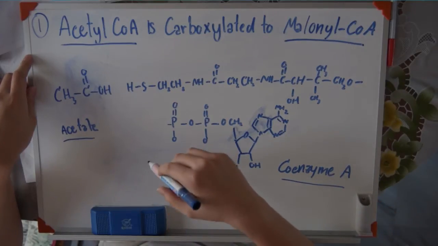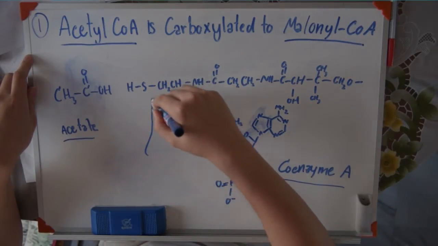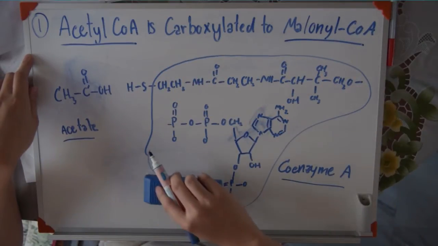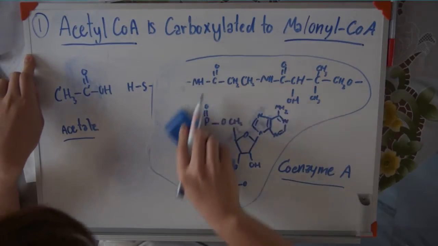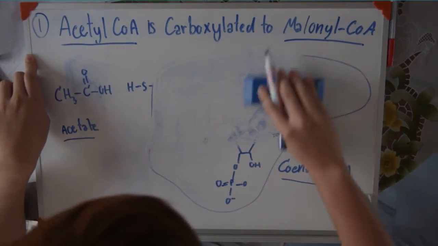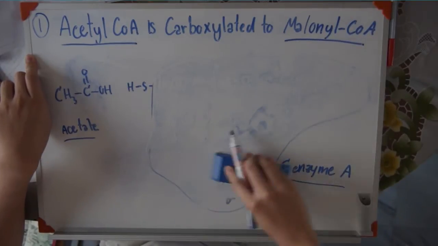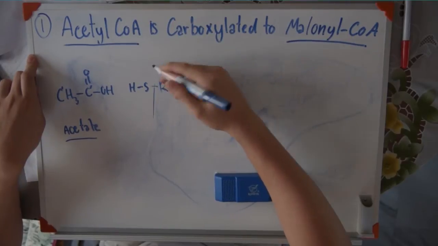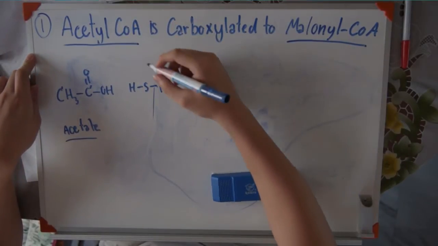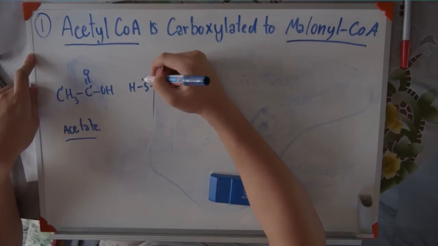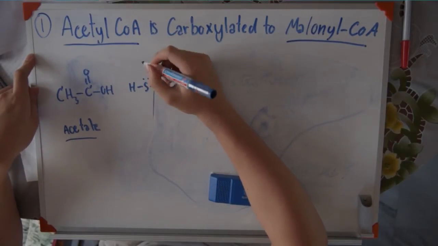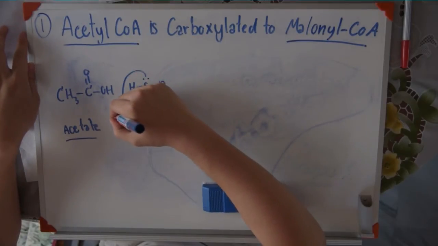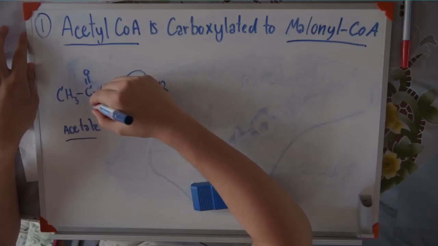Now, I want to replace these big groups with a big R because there is no space left. So this becomes R, and the lone pair at the sulfur is spontaneously transferred to the acetate carbon.